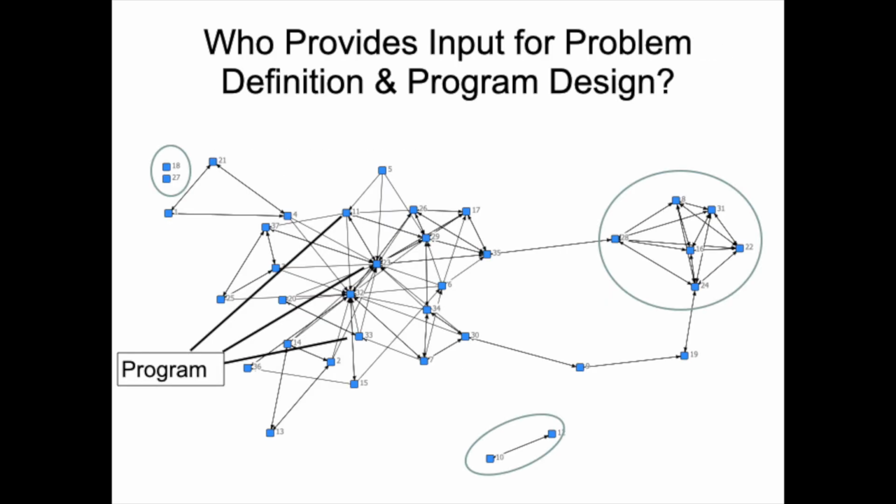where we're trying to say, what is the network that's out there? Is there a network to work with? Who are the people that are providing input to program definition and design? Are there disconnected subgroups who are oftentimes out there that need our services or programs? And what about isolates, right?